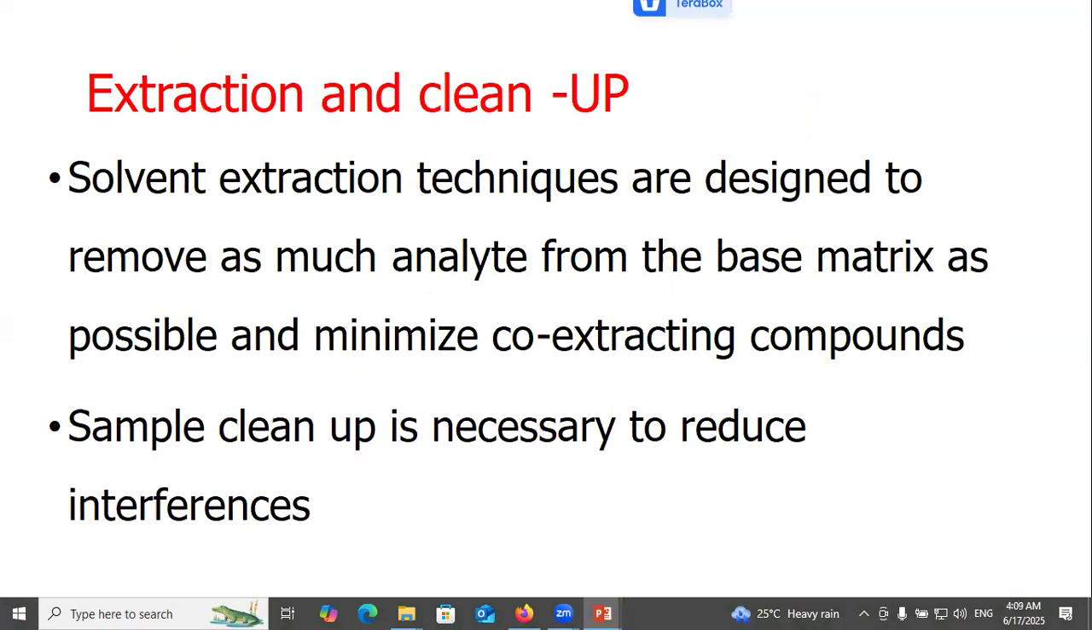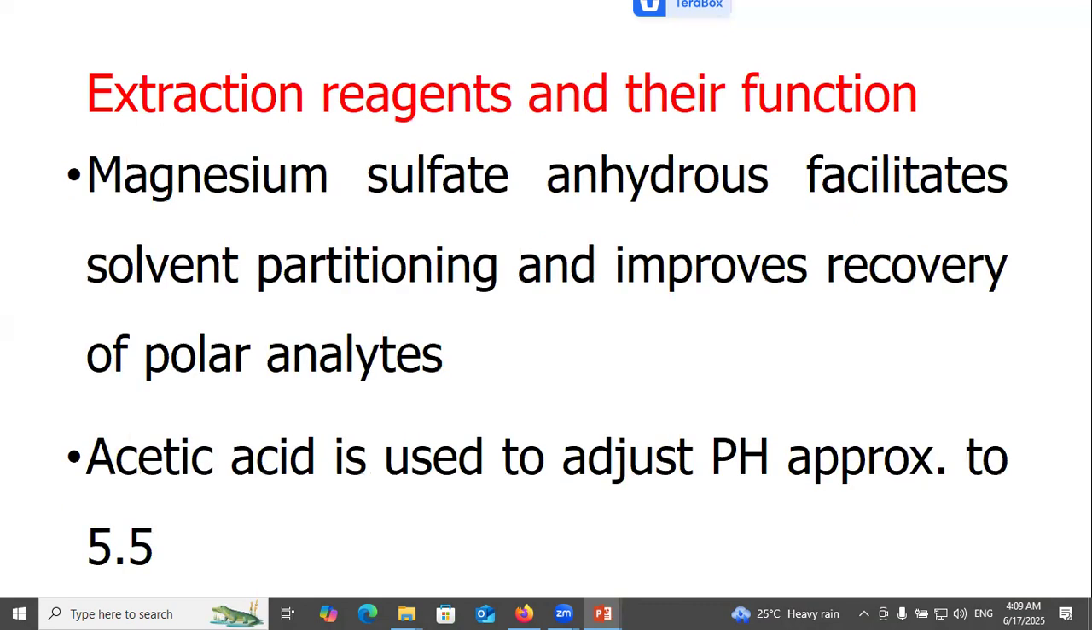Extraction and cleanup. Solvent extraction techniques are designed to remove as much analyte from the base matrix as possible and minimize co-extracting compounds. Sample cleanup is necessary to reduce interference. Extraction reagents and their functions. Magnesium sulfate anhydrous facilitates solvent partitioning and improves recovery of polar analytes. Acetic acid is used to adjust the pH to approximately 5.5.